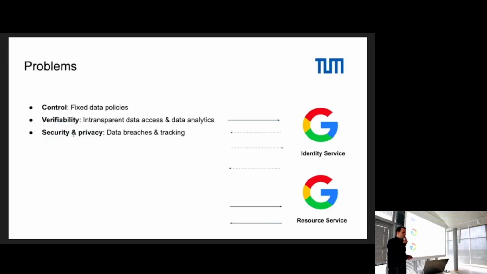So what are problems with this approach, and can we do better? That's the question now. For example, the problems are that you have fixed data policies that you cannot really control. You have a lack of verifiability because typically the terms and conditions of identity providers are somewhat difficult to understand, and you don't really get who gets access to your data, who is able to compute on your data, and so on.